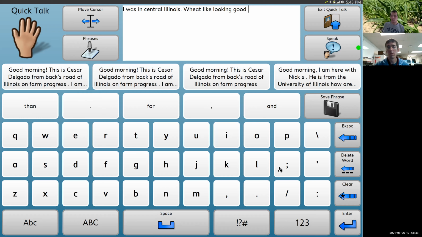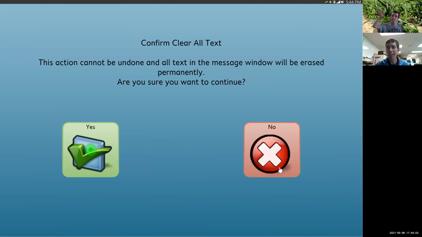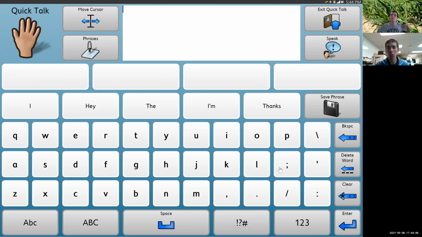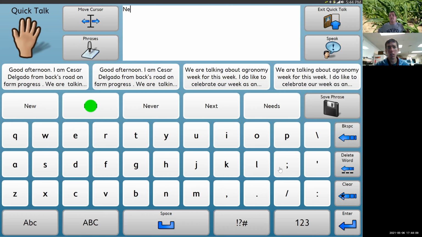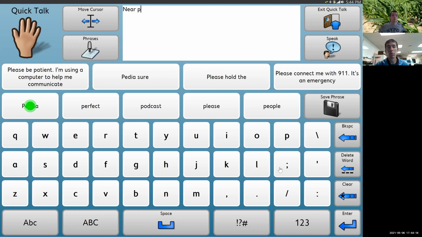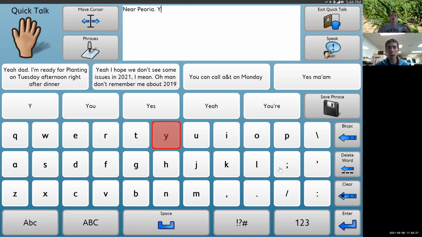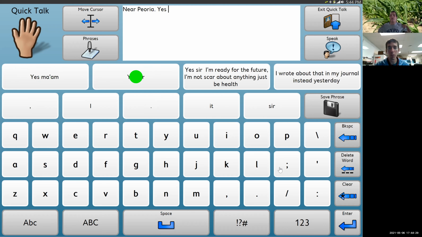I was in central Illinois. Wheat like looking good. Oh, good. I'm glad to hear that. I don't work on the wheat crop as much as some other folks do, but yeah, glad to hear what you were looking at is looking good. Near Peoria. Oh, okay, okay. I'm hoping to head that way soon. We have trials up at Monmouth, past Peoria.